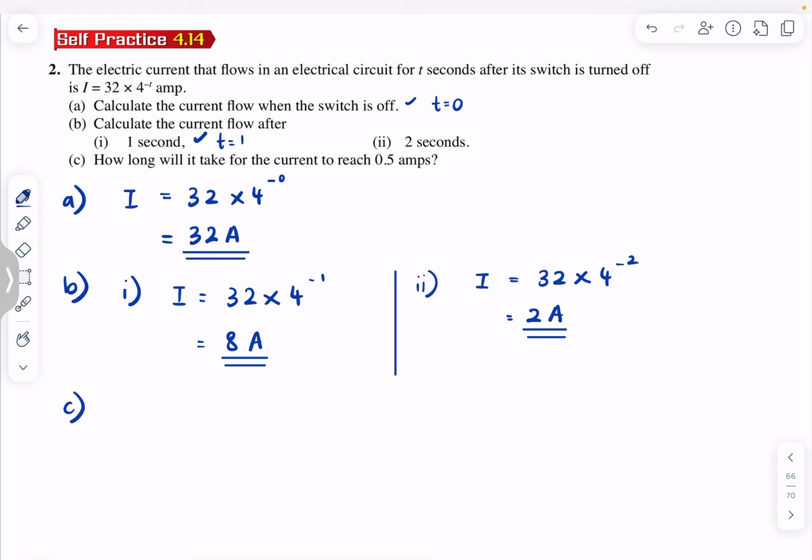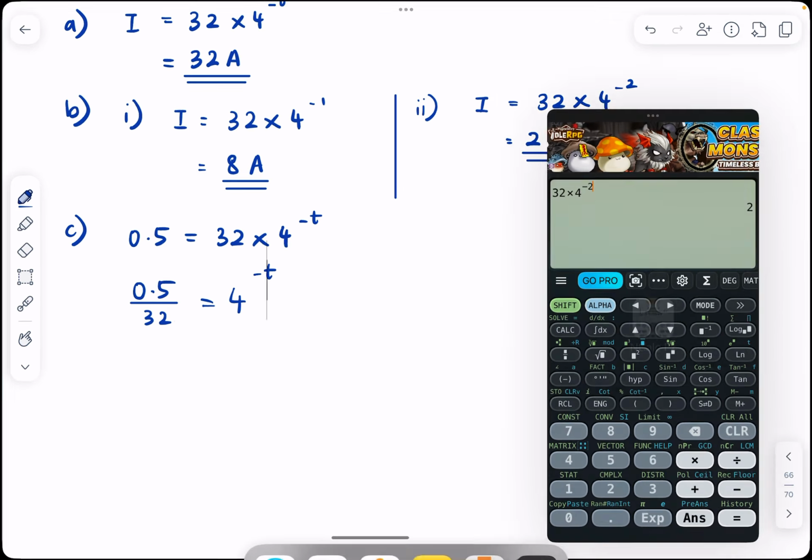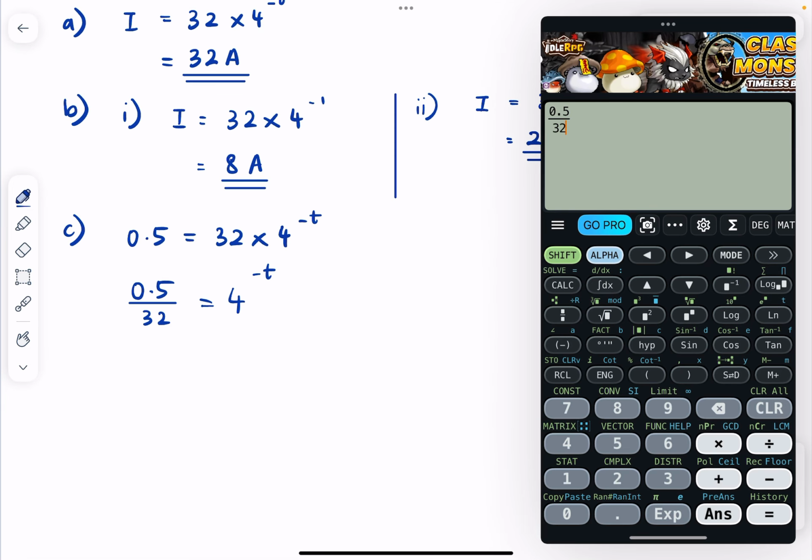Okay, how long will it take for the current to reach 0.5 amps? So 0.5 amps is the current. So we sub that into I. We need to find the value of t. So since this is times, we bring the 32 over here, becomes divide. So 0.5 over 32 equals 4 power negative t. So 0.5 divide 32, we get 1 over 64.